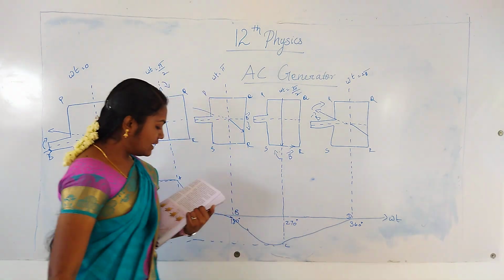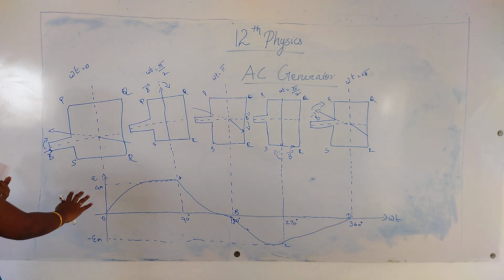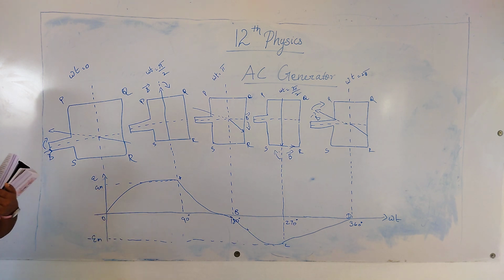From the graph, it is clear that the EMF induced in PQRS is alternating in nature. Therefore, when the field magnet completes one rotation, the induced EMF in PQRS finishes one cycle. This is the graph plotted between the time or angle and the induced EMF. This is the single phase AC generator.